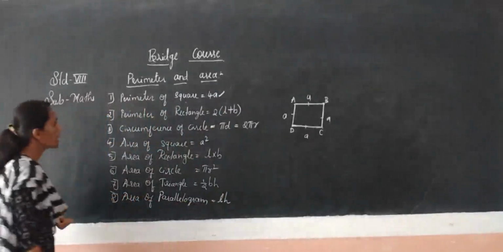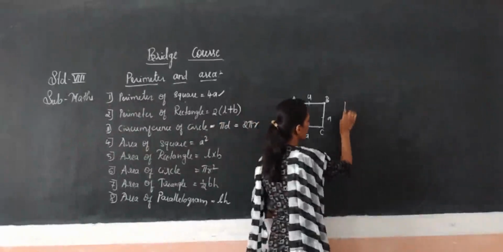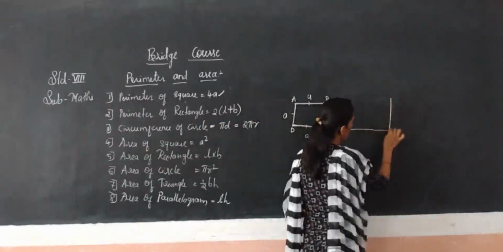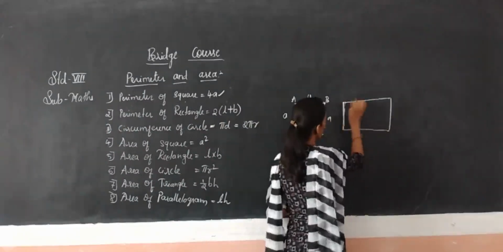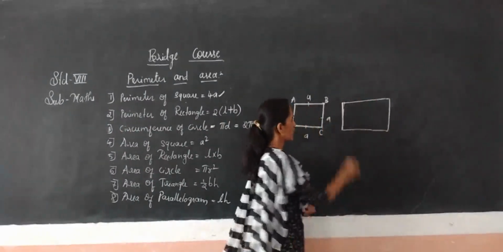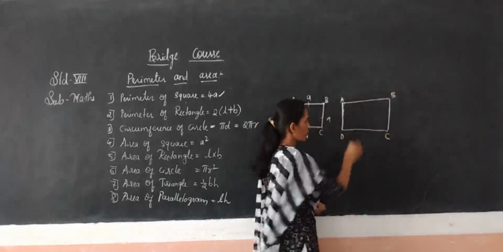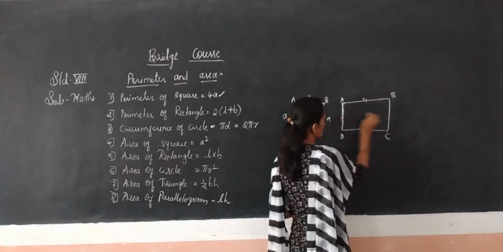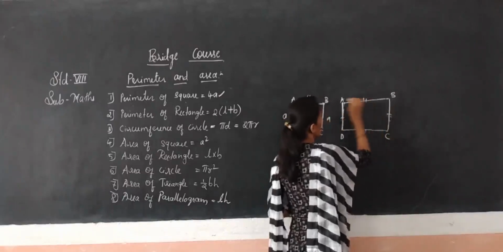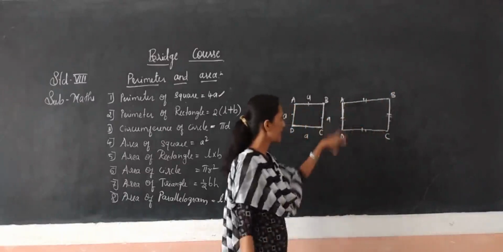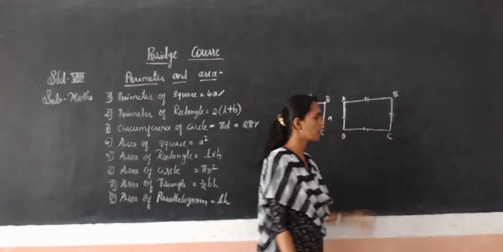So next one will be the perimeter of the rectangle. A rectangle is also a two-dimensional figure. In that, opposite sides are equal. So if you take ABCD, in that the opposite sides will be equal. Here AB is equal to DC and AD is equal to BC. Opposite sides are equal and parallel here. That figure we call a rectangle.